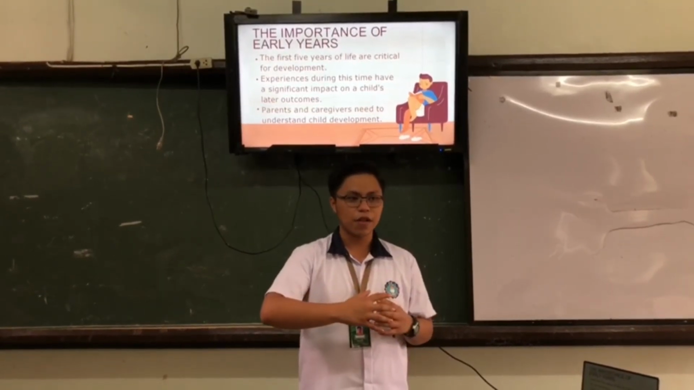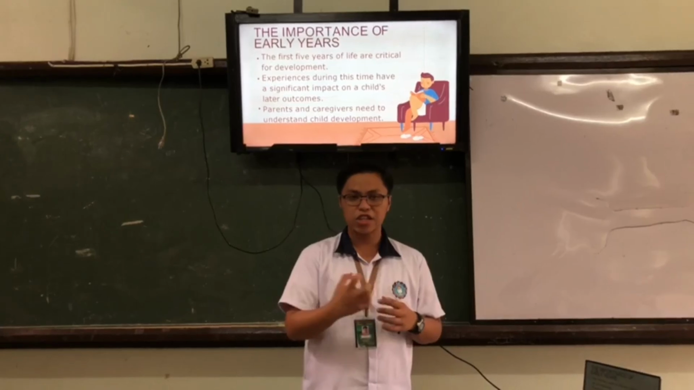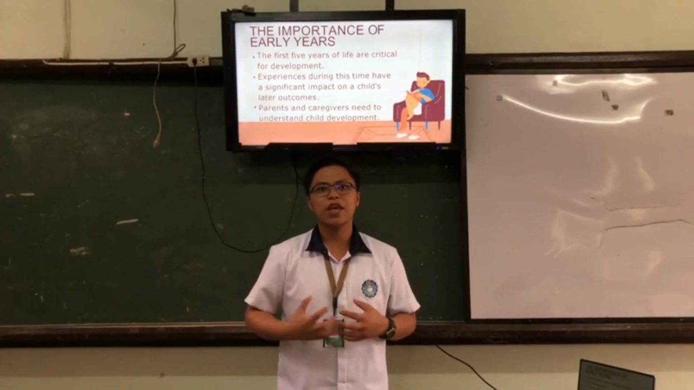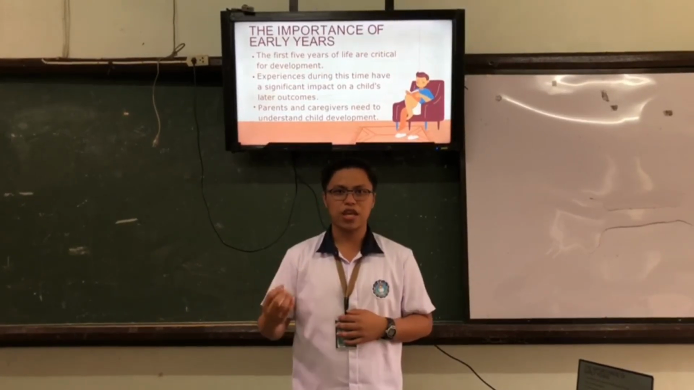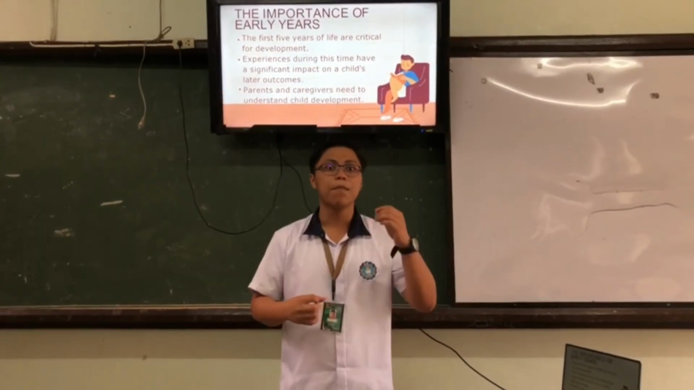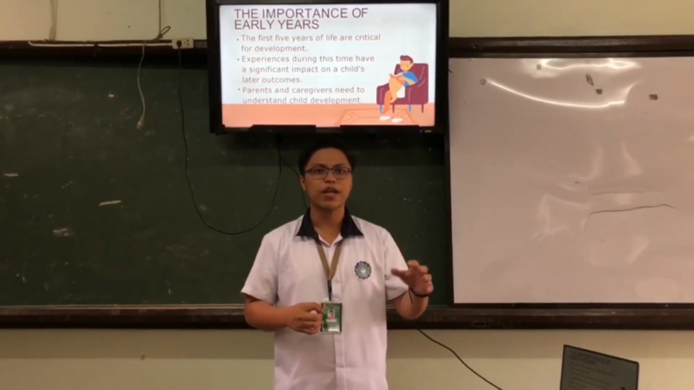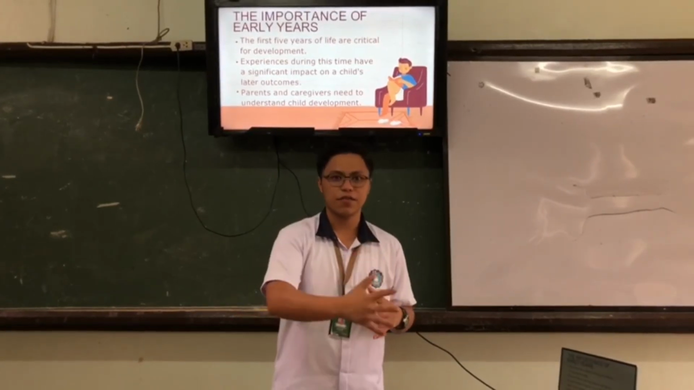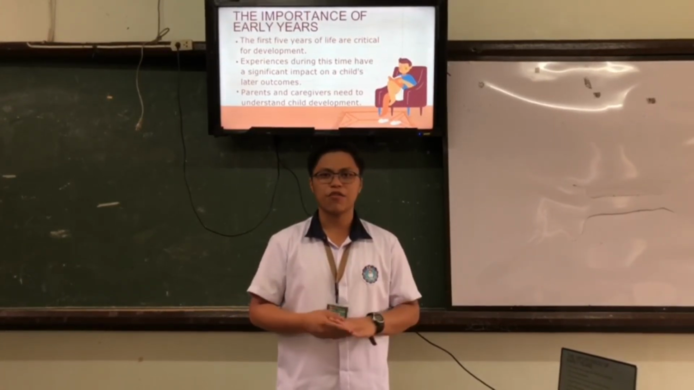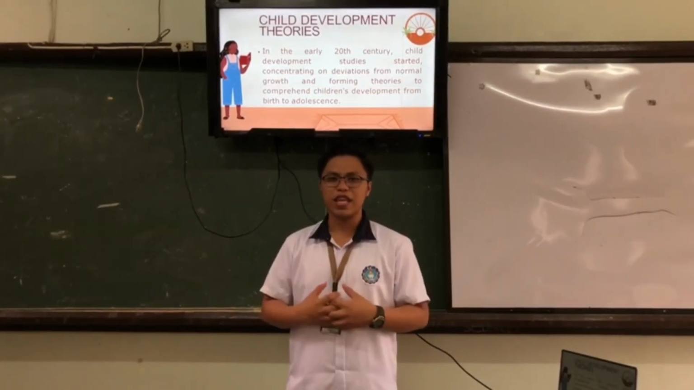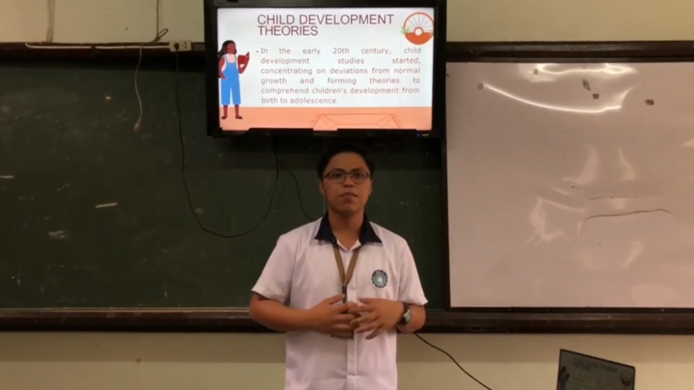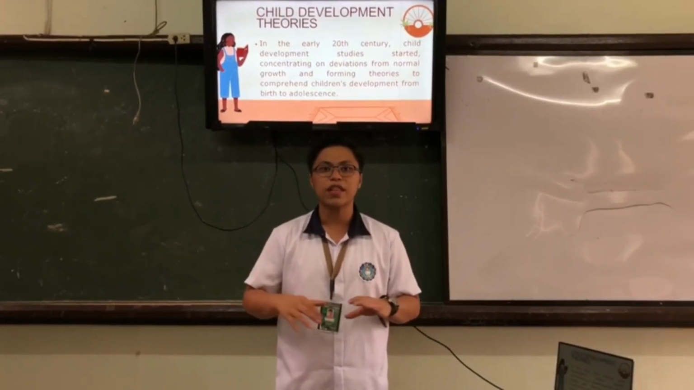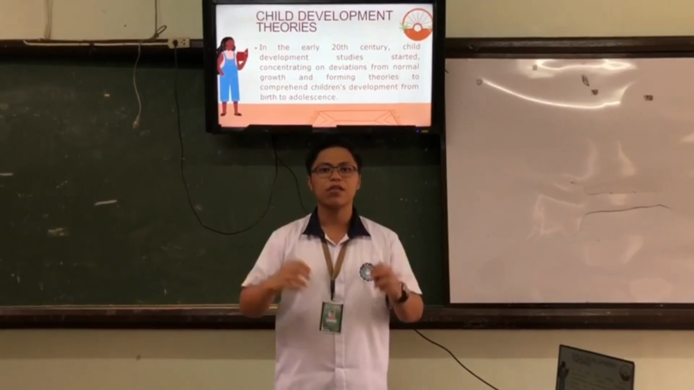If that child develops critical thinking at a very early age, then that would imply that in their adulthood, they would have much better critical thinking. Parents and guardians should monitor the development of their children at these ages, because it would be very effective to what they will become in the near future. In the early 20th century, child development theories emerged because researchers observed a lot of children that deviate from the normal or typical development patterns.